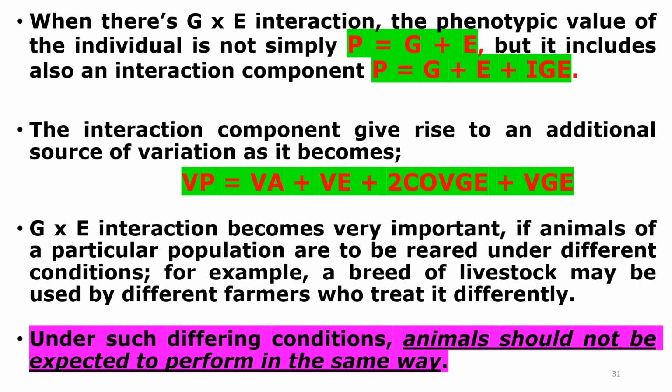So genotype and environment interaction becomes very important if animals of a particular population are to be reared under different conditions. For example, if a breed of livestock will be used by different farmers who treat it differently, the different treatments have introduced a different environmental influence, and this may affect how the animal's genetic component will be expressed. So, under such differing conditions, animals should not be expected to perform in the same way.